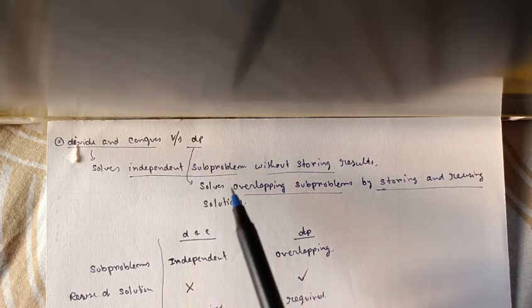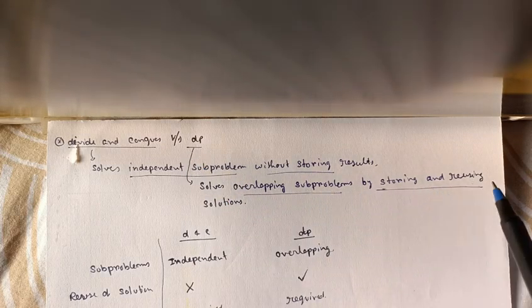And now for dynamic programming. It solves overlapping subproblems by storing and reusing the solution. If you take the example of trees and graphs, they need to store the data after traversing every node. It's actually useful for backtracking.